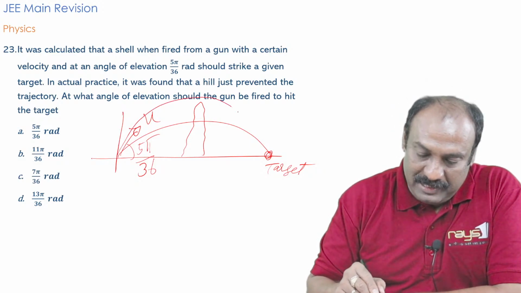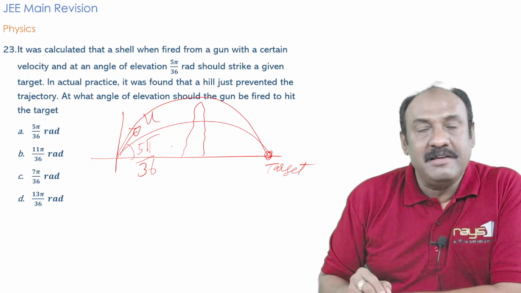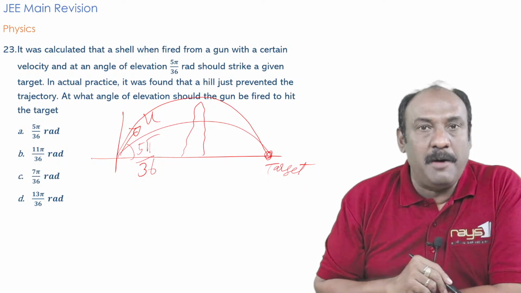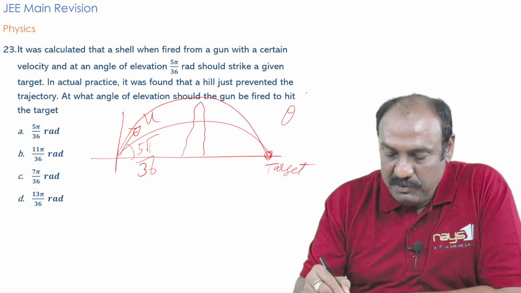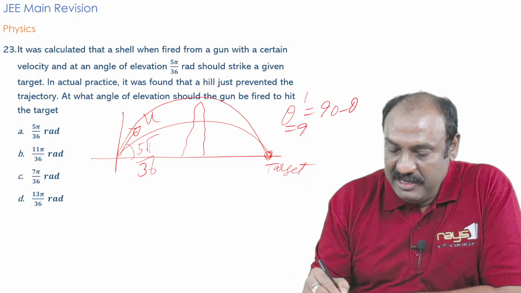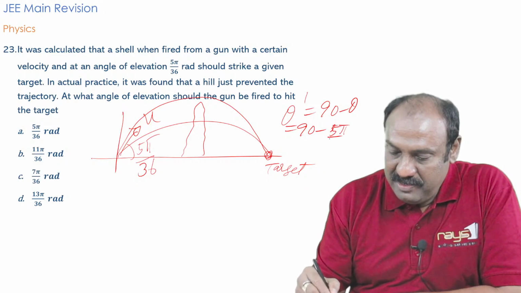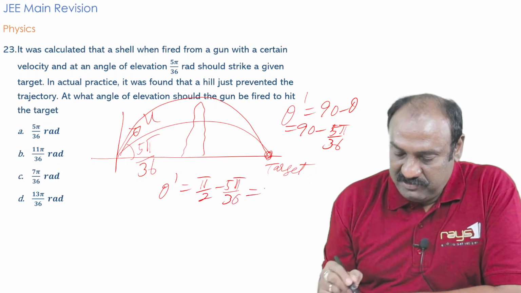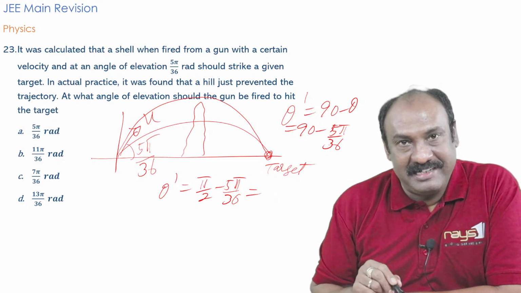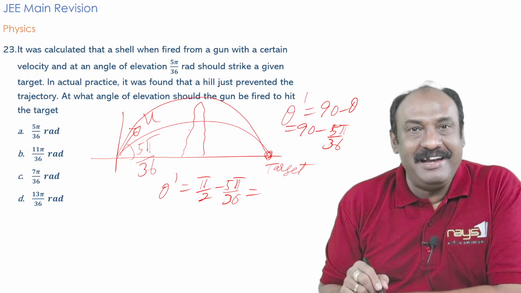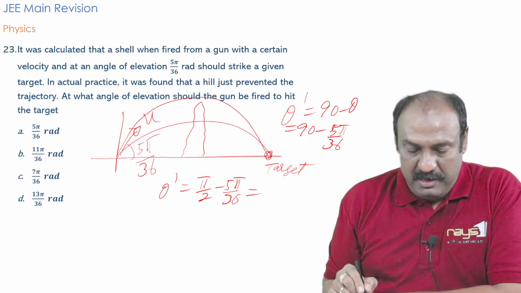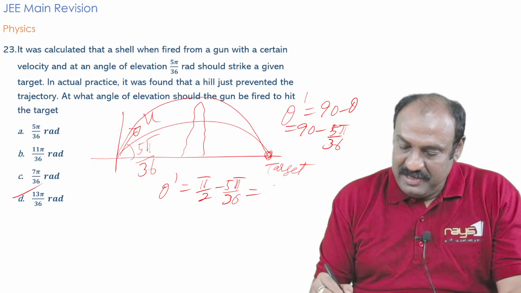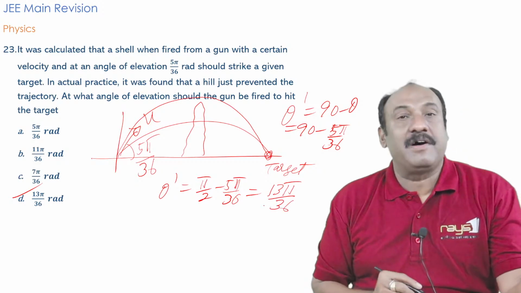Here it has to be fired like this. For the same range, the shell is to be projected at the complementary angle, 90 minus θ. So at what angle is it to be projected? 90 minus θ, and that value is 5π/36. Therefore θ' is equal to π/2 minus 5π/36. So after calculation, we get 13π/36. 13π/36 is the answer for question number 23.